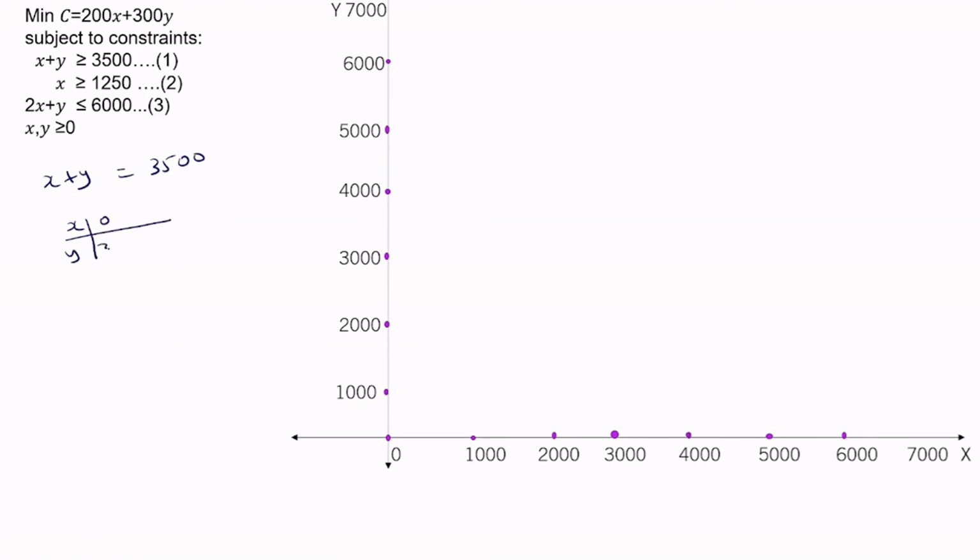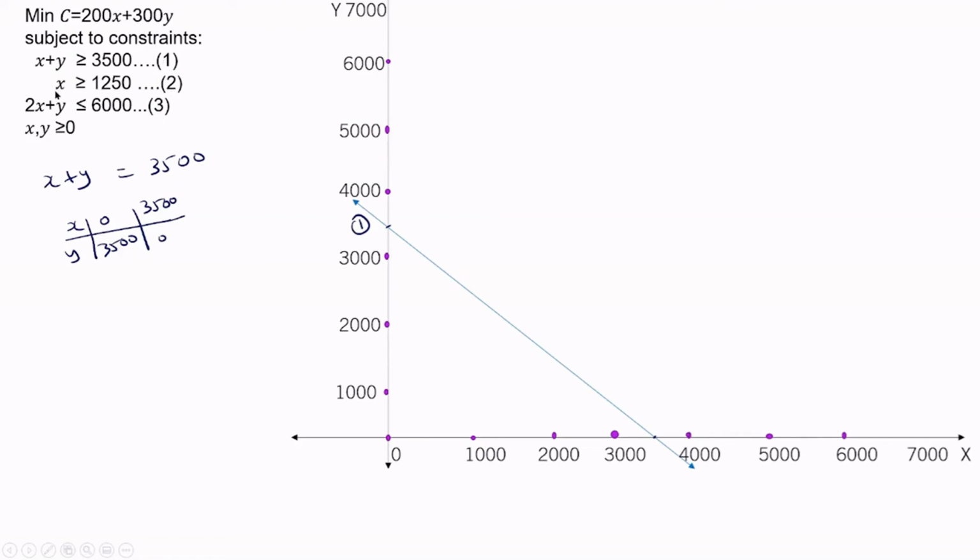So when x is 0, y is 3500, and when y is 0, x is 3500. So we can plot these 2 points on the graph, and when we join these 2 points with the help of a straight line, we will get this line. So this is 3500 comma 0 and this is 0 comma 3500. So this is the line represented by the first equation.